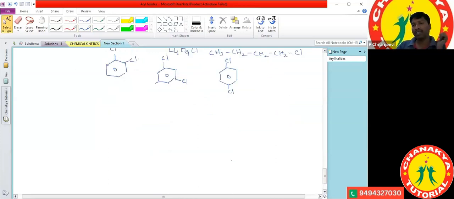Other than chain and position, are any other isomers possible among structural isomers? Is metamerism possible? Metamerism, tautomerism and ring-chain isomers are not possible.